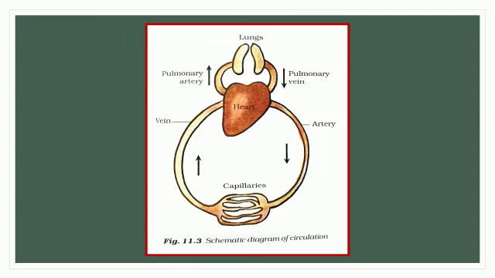Now children, let us understand the circulation of the blood. Now from the lungs, the oxygenated blood is pumped into the left auricle through the blood vessel which is called the pulmonary vein. From the pulmonary vein, the oxygenated blood is pumped into the left ventricle. Now from the left ventricle, the oxygenated blood is carried by the thickest artery of the body which is called the aorta. The spelling is A-O-R-T-A.